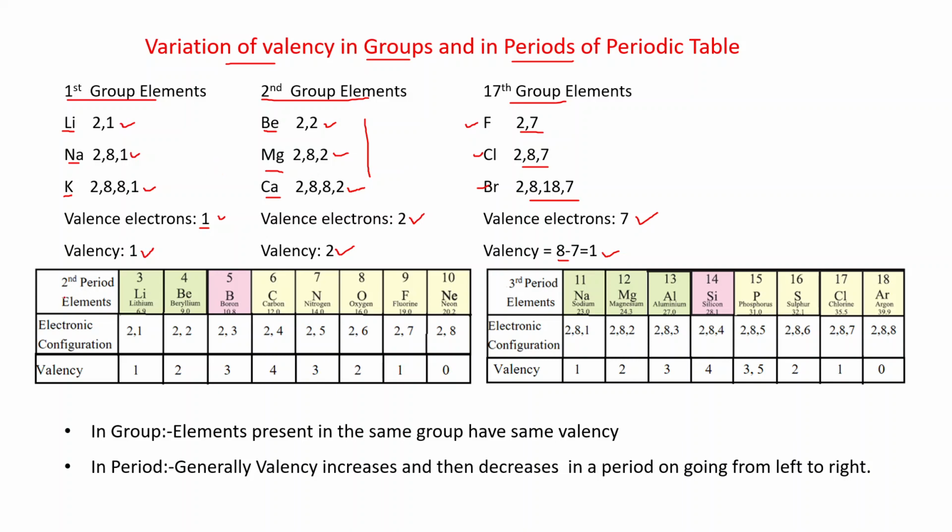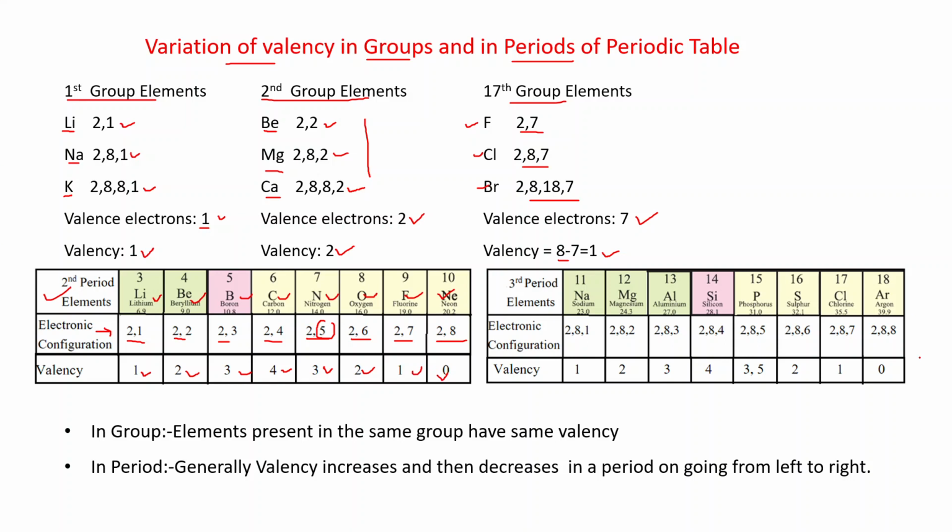Now come to the period. These are the second period elements: lithium, beryllium, boron, carbon, nitrogen, oxygen, fluorine, and neon. And the electronic configurations of these elements: lithium is 2, 1, beryllium 2, 2, boron 2, 3, carbon 2, 4, nitrogen 2, 5, oxygen 2, 6, fluorine 2, 7, neon 2, 8. With the help of these electronic configurations we can find the valency. Lithium is 1, beryllium 2, boron 3, carbon is 4, nitrogen is 3. How 3? 8 minus 5. Oxygen 2, fluorine 1, neon 0.